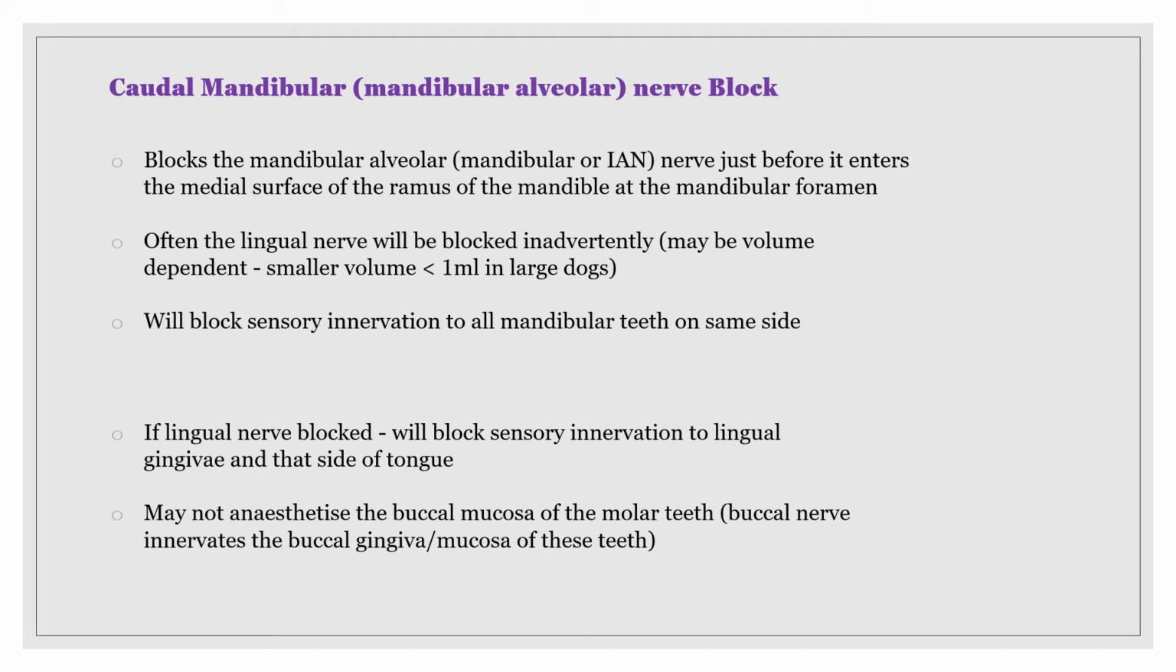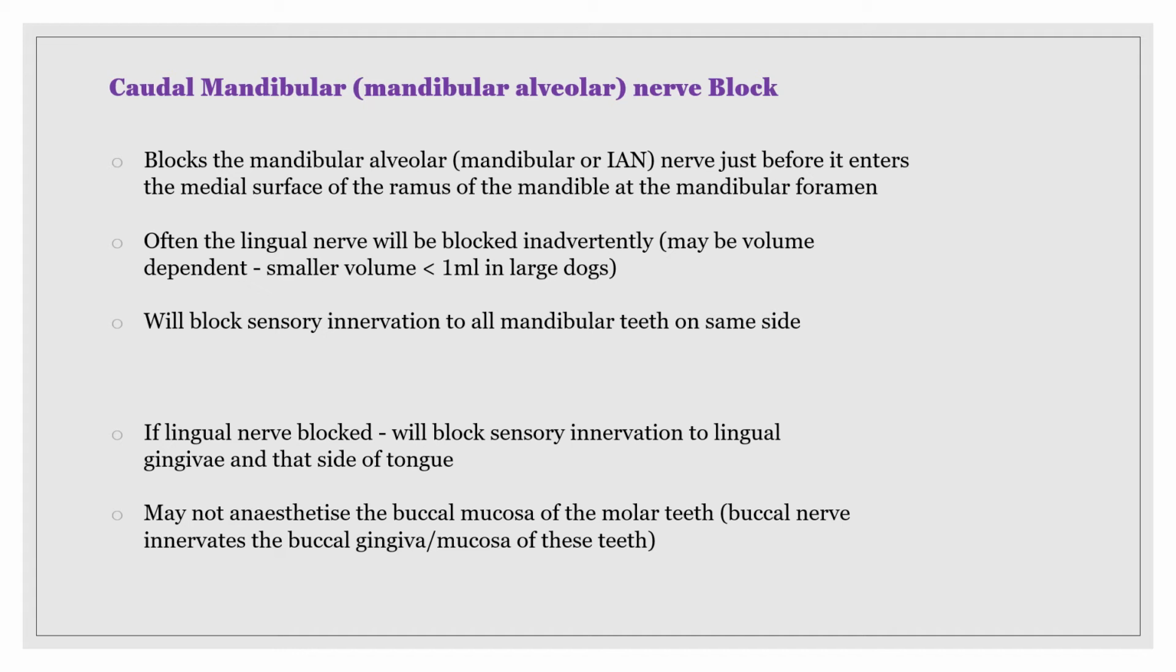So the next major nerve block is the caudal mandibular or mandibular alveolar nerve block. Now this will block the mandibular nerve as it enters the medial surface of the ramus of the mandible at the mandibular foramen. Often the lingual nerve will be blocked inadvertently. This can be volume dependent, so in other words, the smaller the volume, the less likely you have of blocking the lingual nerve. But as I said to you before, we actually do want to block the lingual nerve because it supplies the floor of the mouth on the lingual side and also the lingual mucosa. So we do want to block that area.